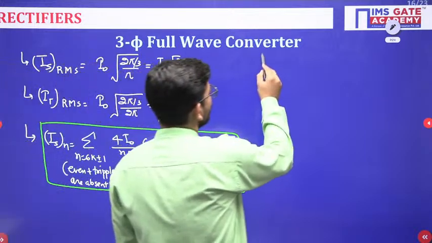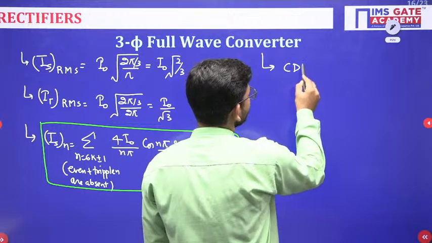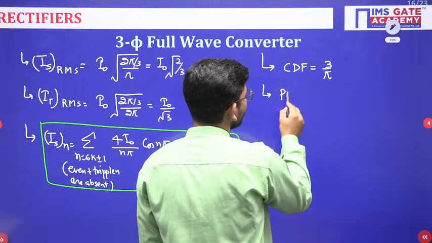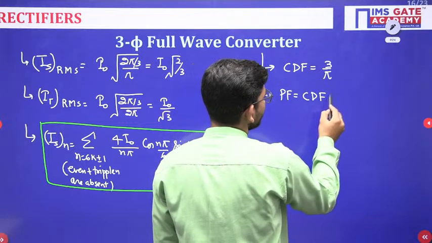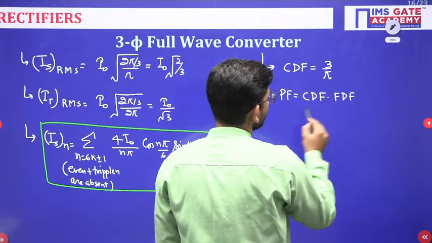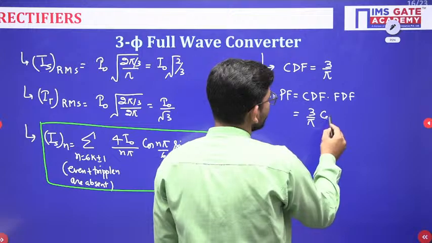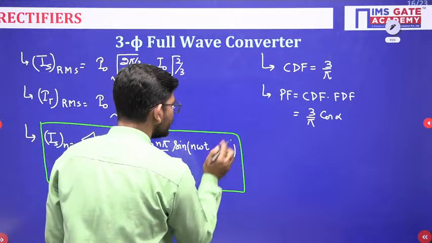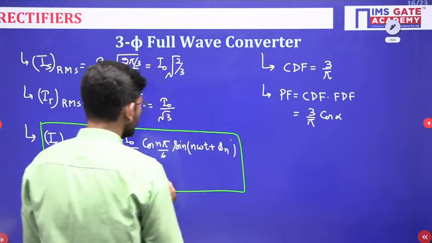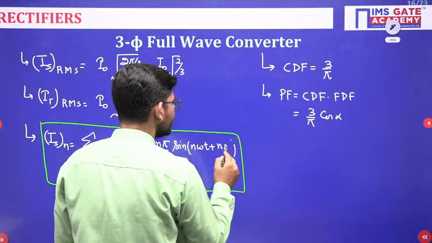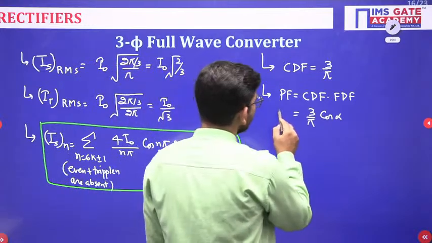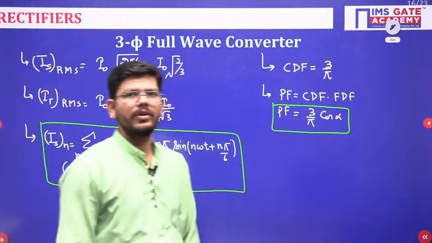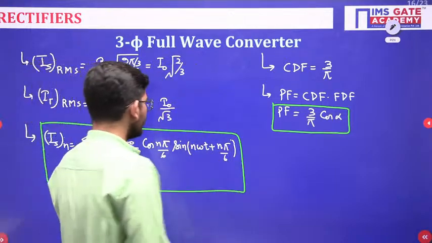Then what do we calculate here? Current distortion factor. So the current distortion factor here is 3 upon pi. Then power factor is current distortion factor into fundamental displacement factor. So what you will get is 3 upon pi cos of alpha here. Let me just write this to be phi n here, or otherwise just let it be like this. So the power factor here will be 3 by pi cos alpha, which is a very important expression.